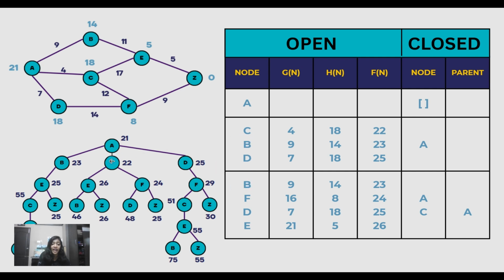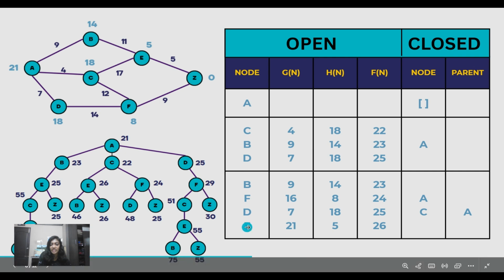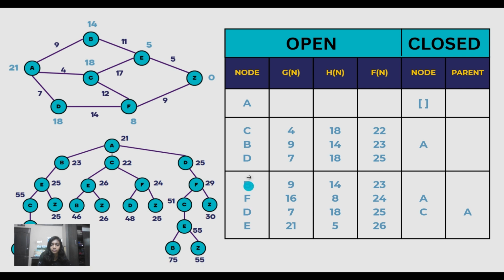So C has two children, E and F, with f of n values as 26 and 24 respectively. We have to write the children of C as well as the leftover nodes of the previous step. So I will write the nodes as B, F, D, E, where F and E are the children of C. So B will have a g of n as 9 from the previous step, h of n as 14, which will give a f of n as 23.